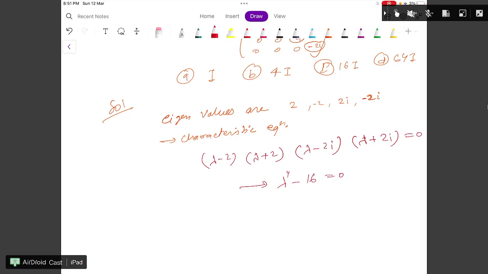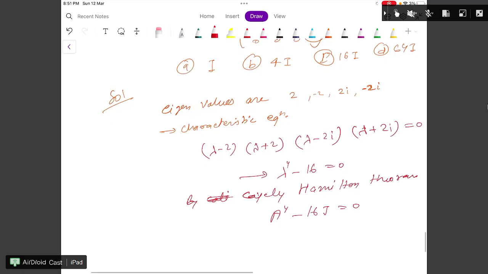We know from the Cayley-Hamilton theorem that a given square matrix will satisfy its own characteristic equation. So by the Cayley-Hamilton theorem, we can write A to the power 4 minus 16I is equal to 0.